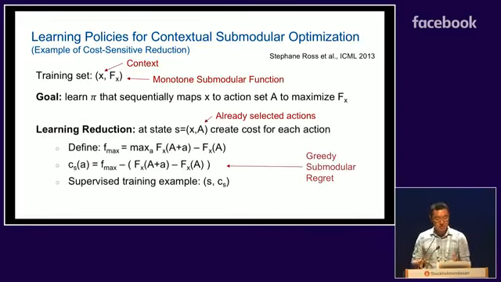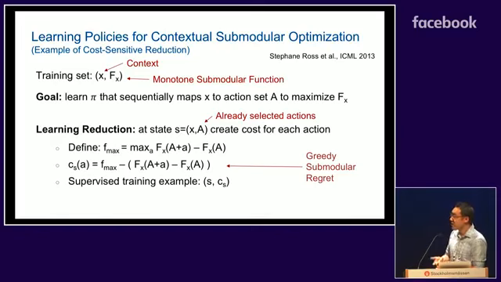And so here's the learning reduction, right? At each state, described by x comma A, where A is the set of already selected actions, we need to create a training example from this state in order to train the policy to mimic the greedy algorithm as well as possible. And how we do so is first we define an f sub max, which is the max possible incremental gain in the submodular function from adding any action to the action set.